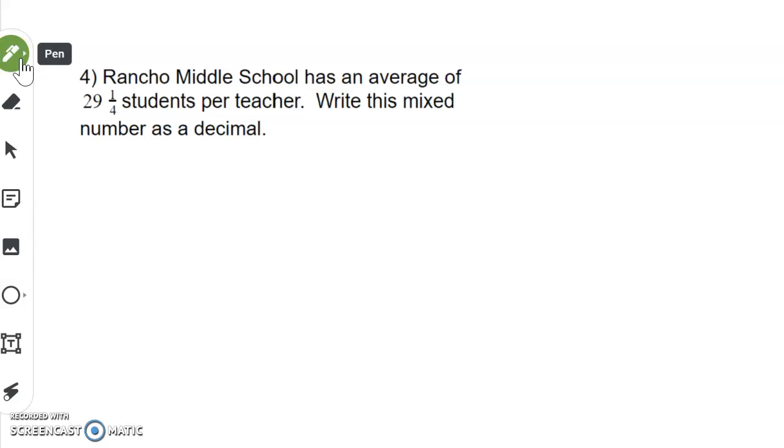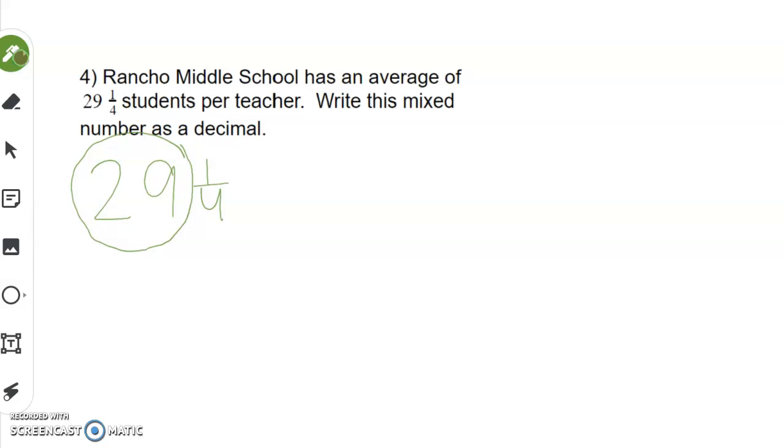Rancho Middle School has an average of 29 and 1/4 students per teacher. Write this mixed number as a decimal. So I have 29 and 1/4. And I happen to know what 1/4 is as a decimal, but I'm going to go ahead and do this work anyways. The whole number I'm going to leave alone, but 1/4 I'm going to turn into a decimal.